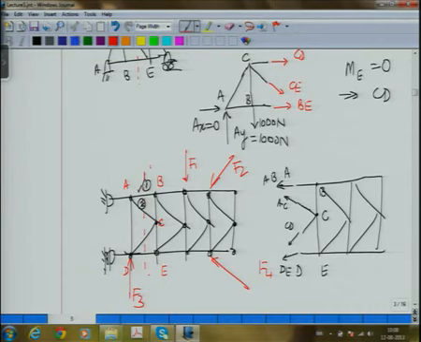I will use the blue color for this cut. If I make a second cut like this, now in this cut I have AB, I have BC, I have BE, and here I have CE. Okay. Now in this second cut which I have taken, I take a cut like this.